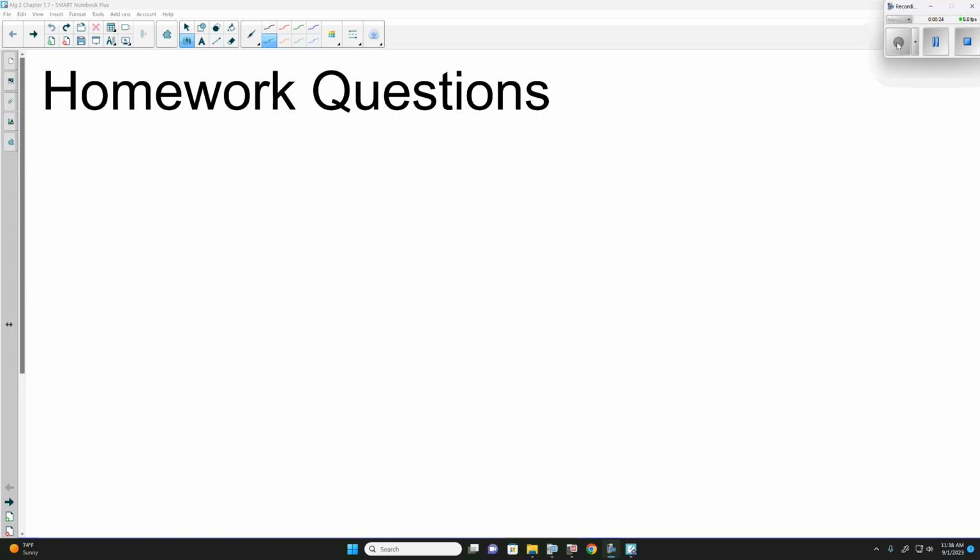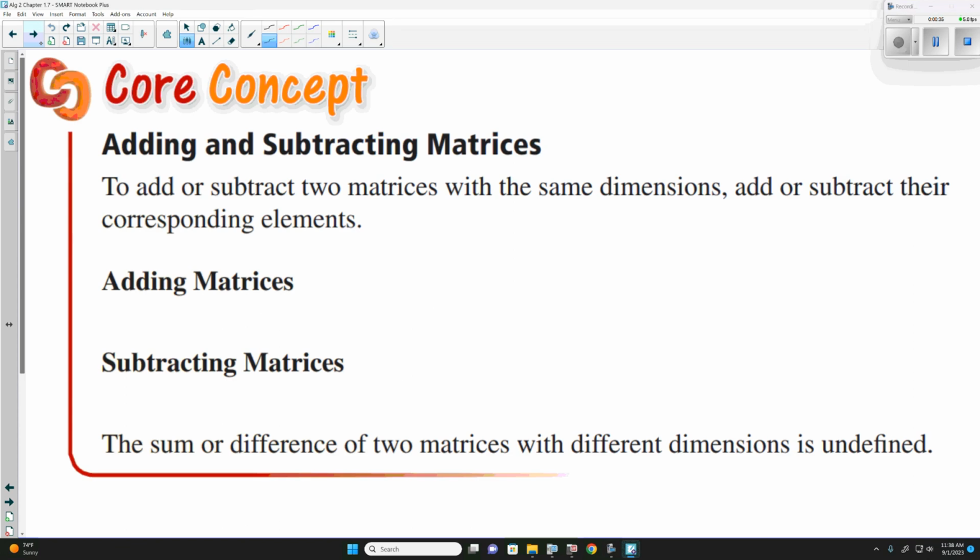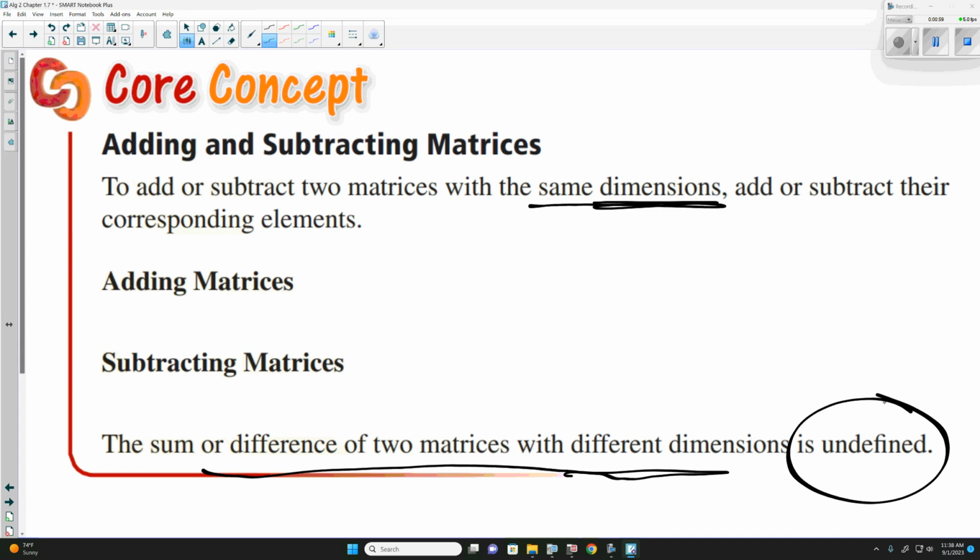So I'm going to get to your two questions here in a little bit. I want to do 1.7 first. It won't take long. I think you will like 1.7 more than 1.5, because what we're doing in 1.7 is adding and subtracting matrices. To add or subtract two matrices with the same dimensions, you add or subtract the corresponding elements. If they do not have the same dimensions, the sum or difference of two matrices with different dimensions is undefined or not possible. We can't do it if they don't have the same dimensions.